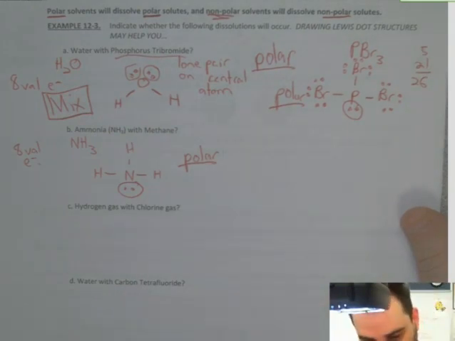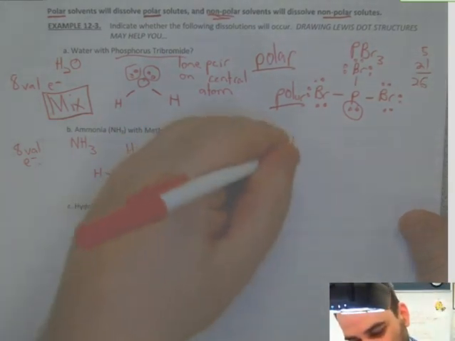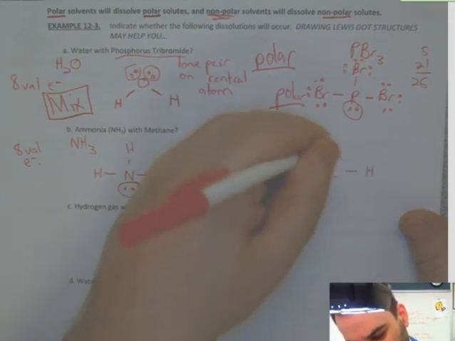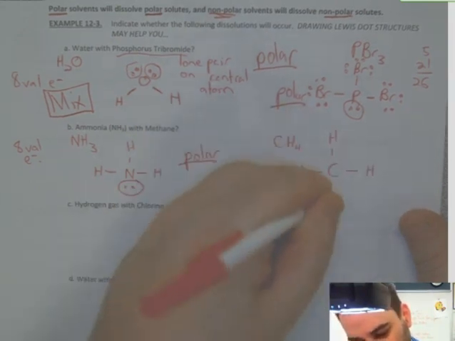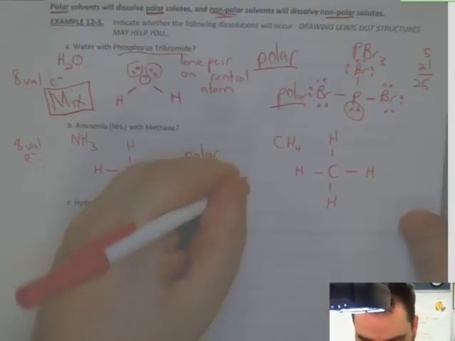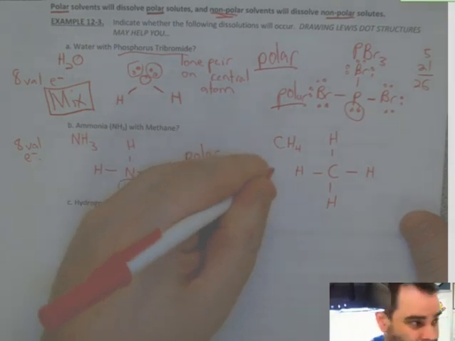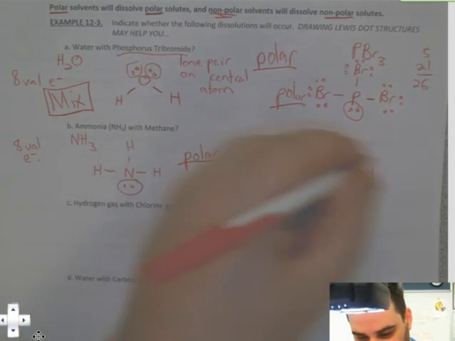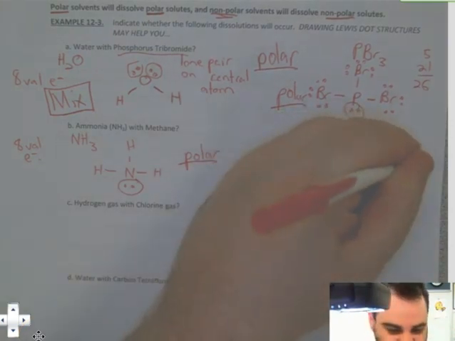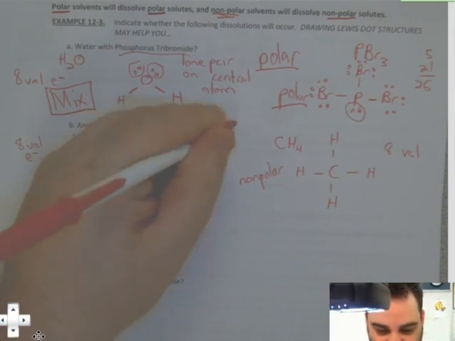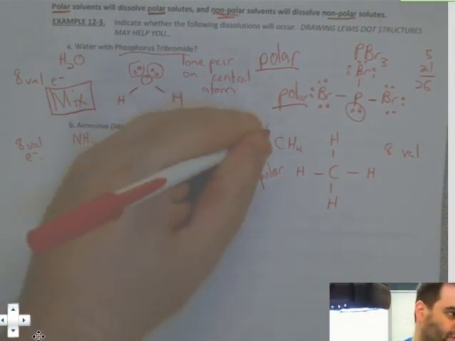And then we have methane. Hopefully you remember methane is CH4. C bonded to H, bonded to H, bonded to H, bonded to H. This is nonpolar, because this has 8 valence electrons. So these don't mix, because polar does not mix with nonpolar.